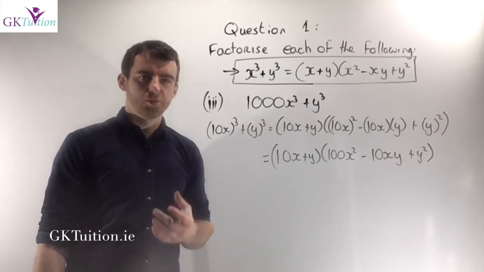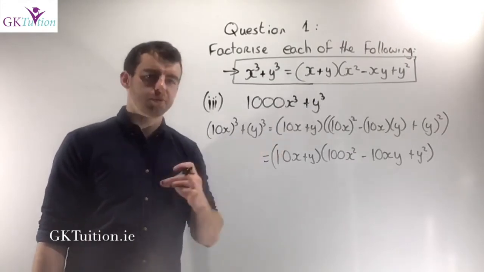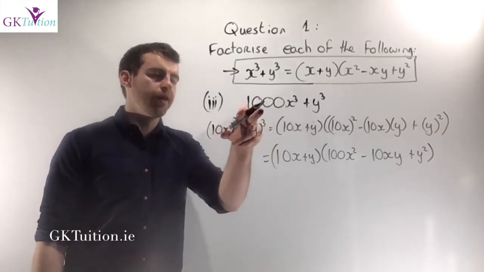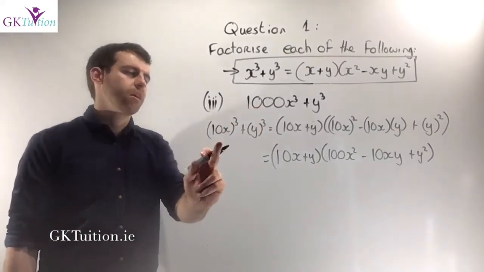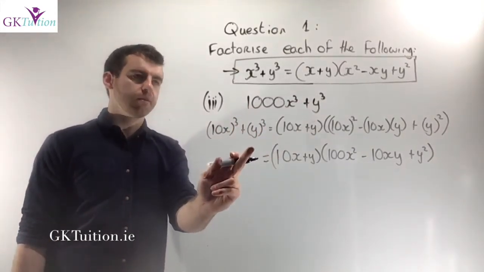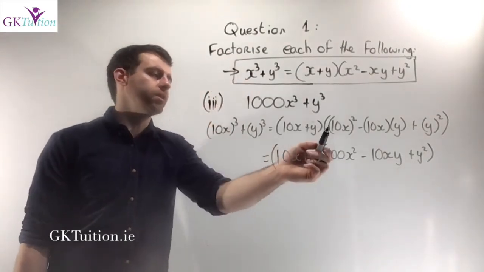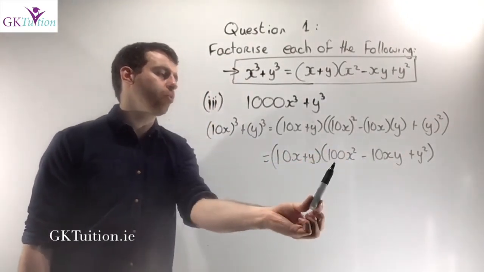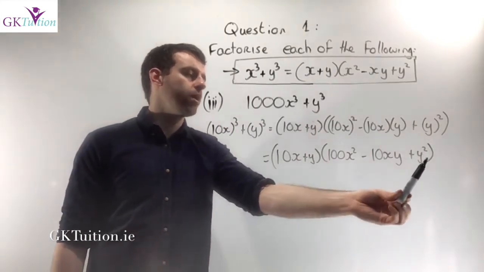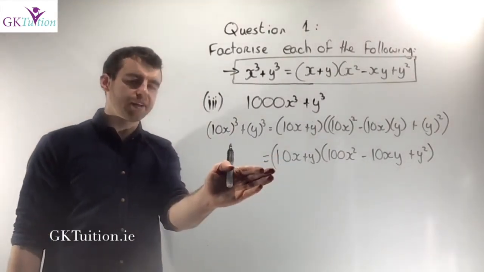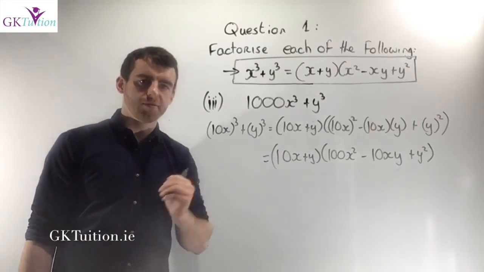The third question was the sum of 2 cubes because there's a plus between them. The cube root of 1000x cubed is 10x, and the cube root of y cubed is y. So I can simply sub into the formula for the sum of 2 cubes, and when I simplified out the second bracket, I got 100x squared minus 10xy plus y squared. So these two brackets, or these two factors, are my final answer for part 3.